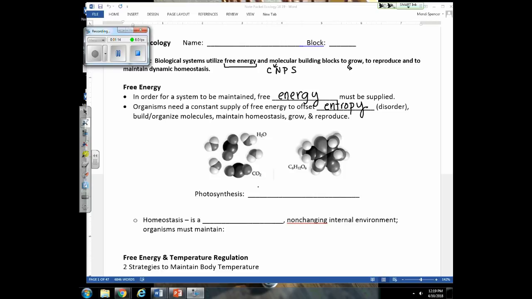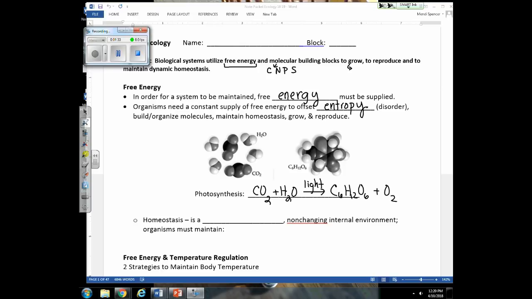In photosynthesis, plants are able to take in inorganic carbon as CO2, water molecules, and they're going to use light as the free energy source to make their glucose, C6H12O6, and other organic molecules. And then they make oxygen as a byproduct.